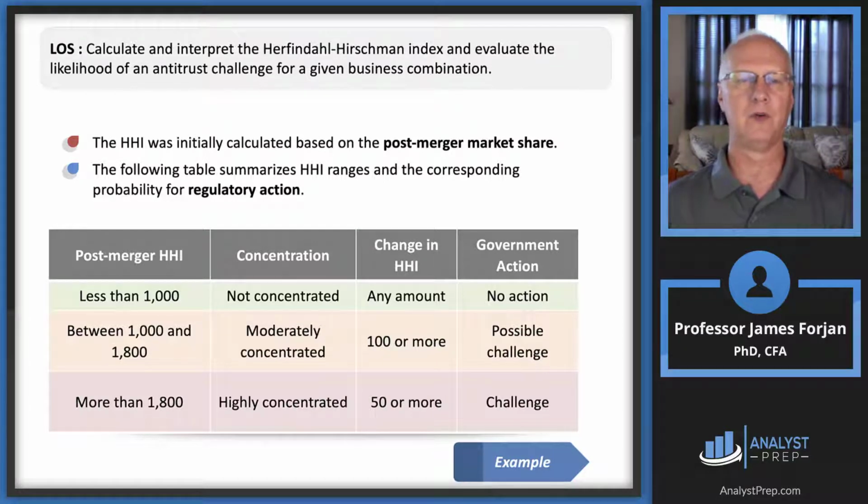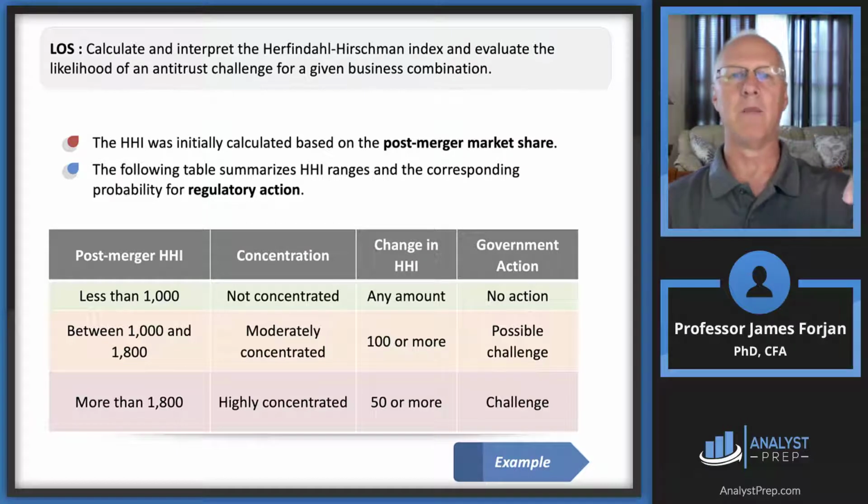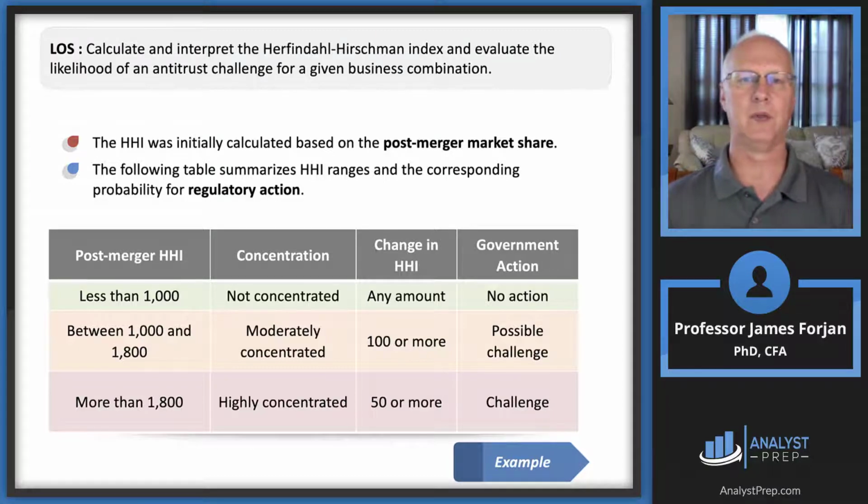And those of you who follow financial markets and read the Wall Street Journal on a daily basis, which I recommend you do all the time, you'll see that the government is almost always interested in mergers and acquisitions because they want to prevent these monopolistic profits. So remember, less than 1,000, no action. Greater than 1,800, absolute action. And somewhere in between, there's going to be some judgment.